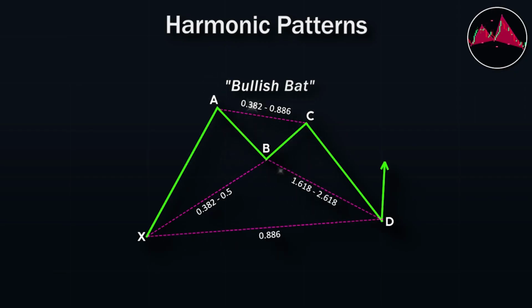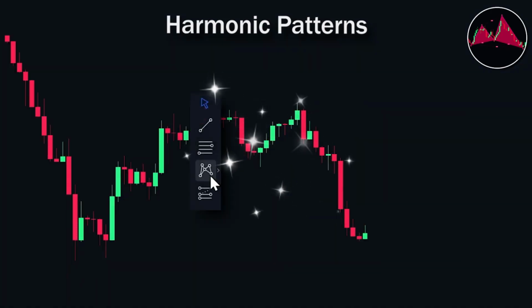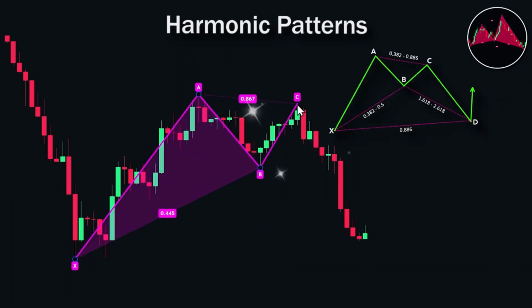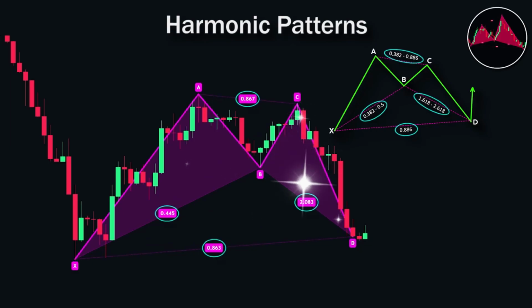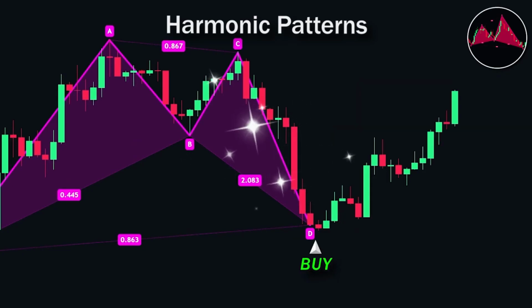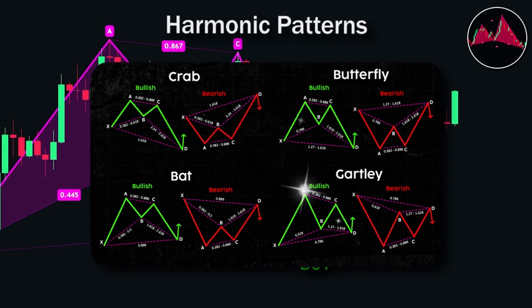Next, these specific guidelines can then be applied onto a real chart. So, if you see a price forming a series of 4 movements, you can apply the harmonic pattern tool to check if the price that formed matches a pattern's guideline. If it does, then you can take a position based on the pattern that formed. There are multiple harmonic patterns that exist. Most notable are butterfly, bat, crab, and each have their own unique values.